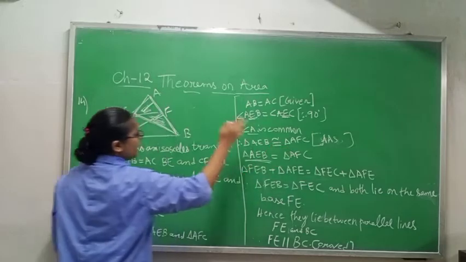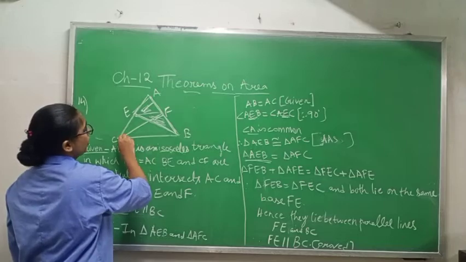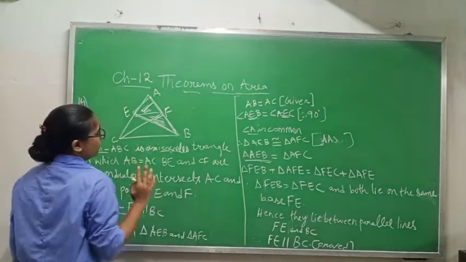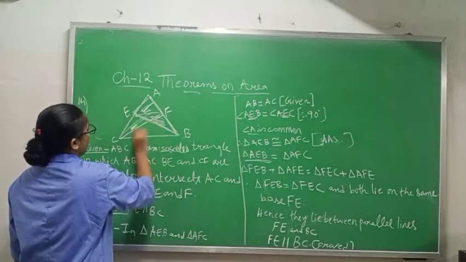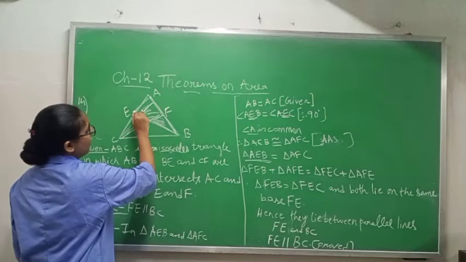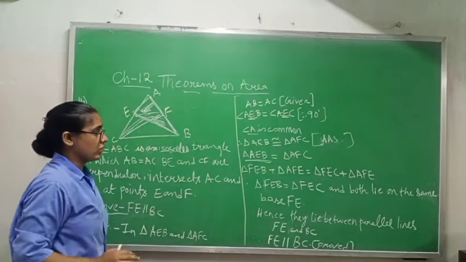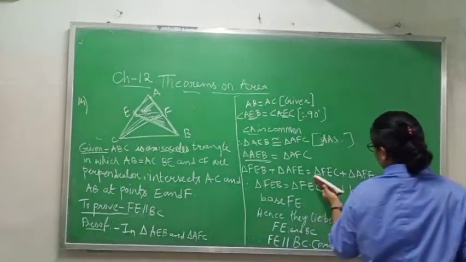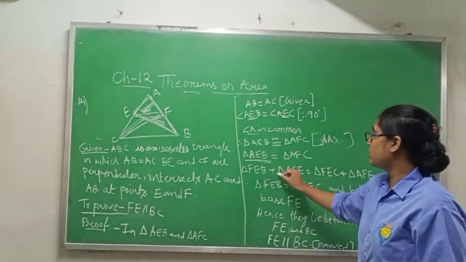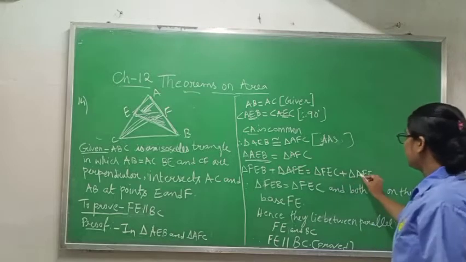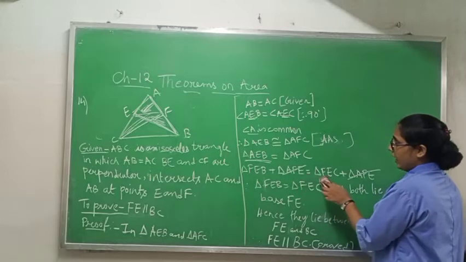Now in triangle AFC, this triangle is also made up of two small triangles, FEC, this one, and AFE, this one. This one is common in both triangles. Only this one and this one will change. So in place of AFC, I can write triangle FEC plus triangle AFE. Now these two, triangle AFE and triangle AFE, will cancel. So after cancellation, you are getting FEB equals FEC.